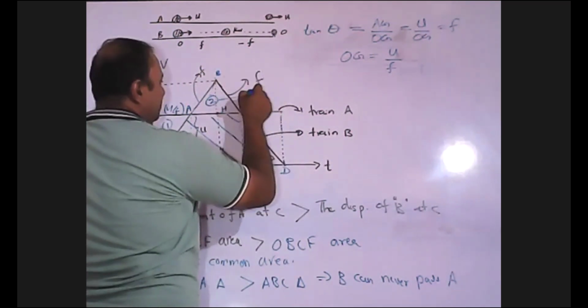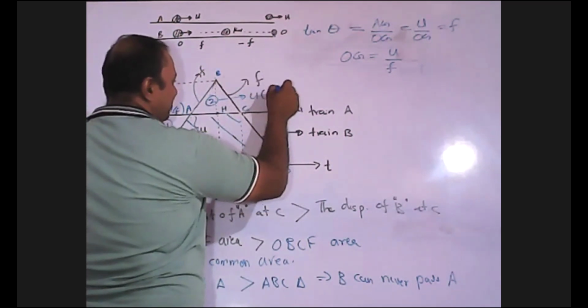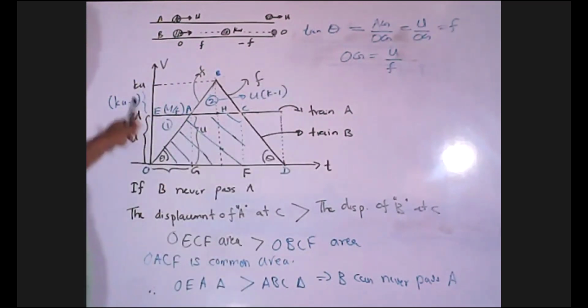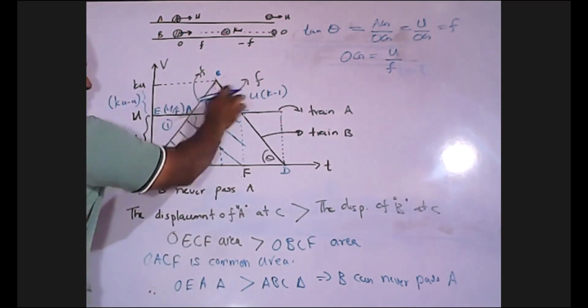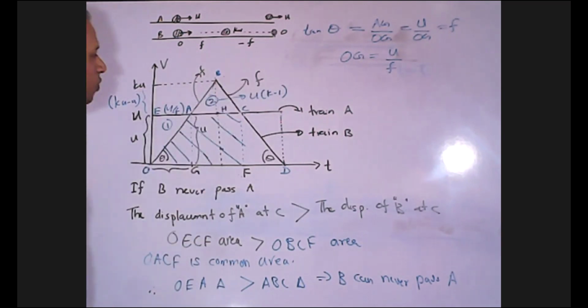U times K minus 1. U is a common factor, therefore I can take it out. So this length is U times K minus 1.